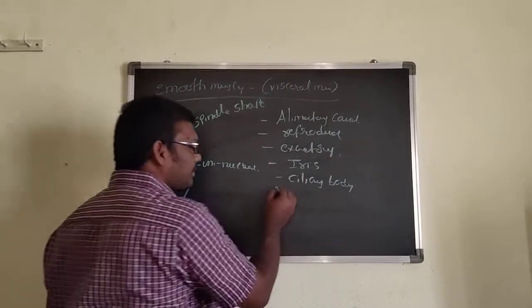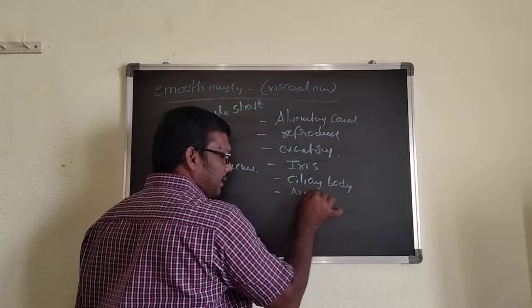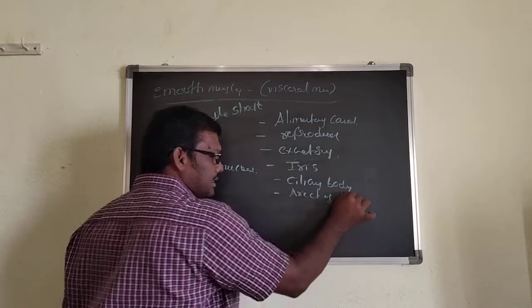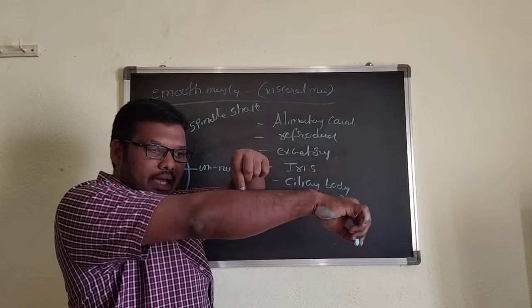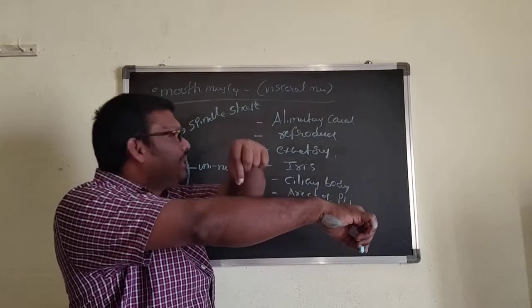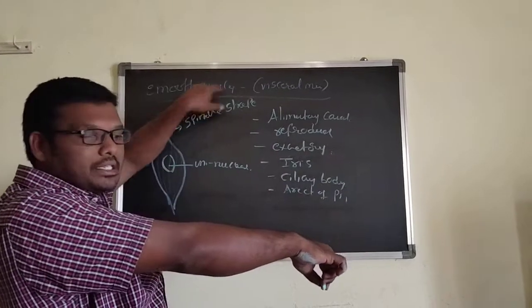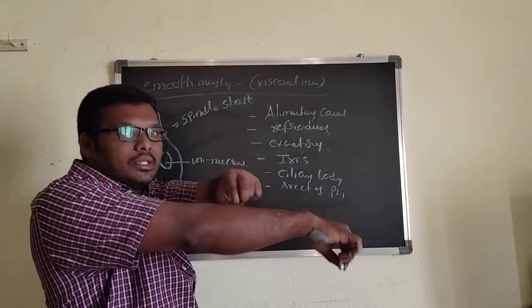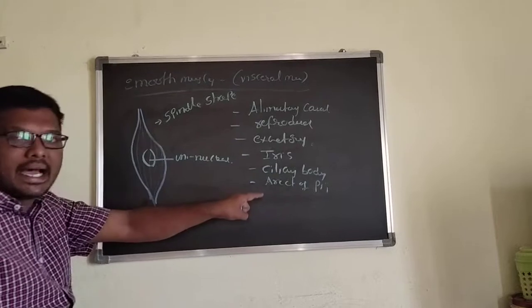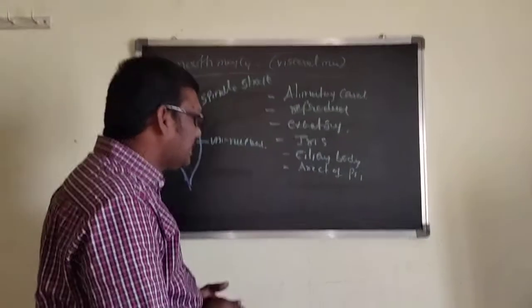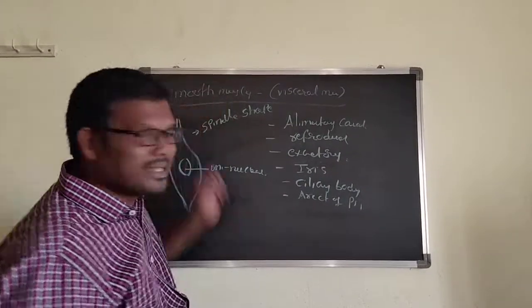And then the erector pili. In the skin, there are hair follicles, and below the hair follicles there are muscles. What muscles? Smooth muscles. For the formation of goosebumps, the smooth muscle is useful. That indicates the erector pili. In this region also, smooth muscle is present.